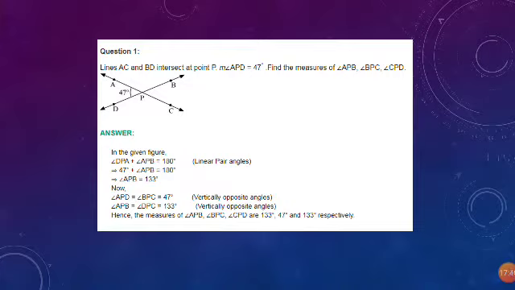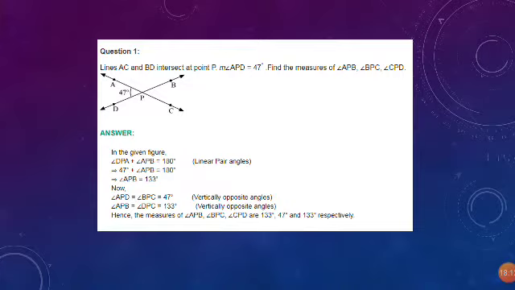So in the given figure, angle DPA plus angle APB equals 180 degrees. That is a linear pair of angles. Already you know the linear pair. So DPA, 47 degrees, plus APB equals 180 degrees. 180 degrees minus 47 degrees, we get the value 133 degrees. Angle APB equals 133 degrees.